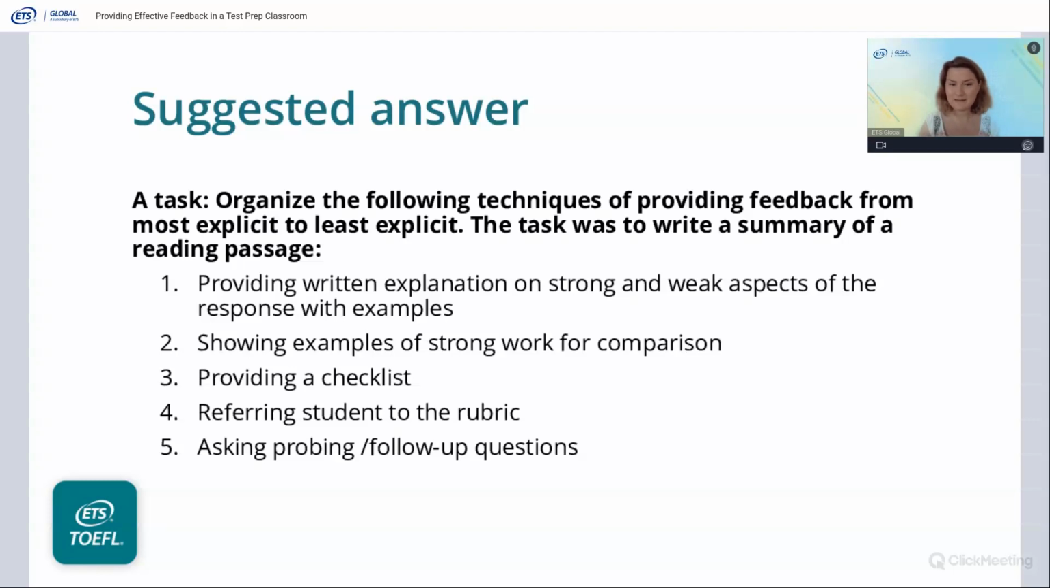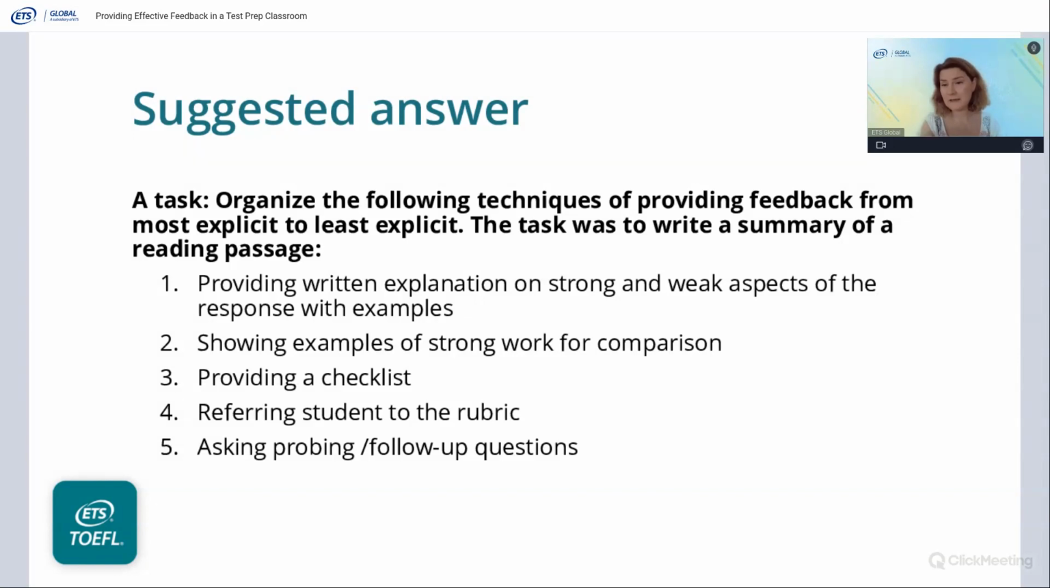Then probably providing a checklist. So have you included the main idea? Did you include all the main points? Did you make sure the grammar is correct? Or did you shorten the long sentences and so on? Then maybe referring students to the rubric, which would be a description of qualities and features of a successful response.